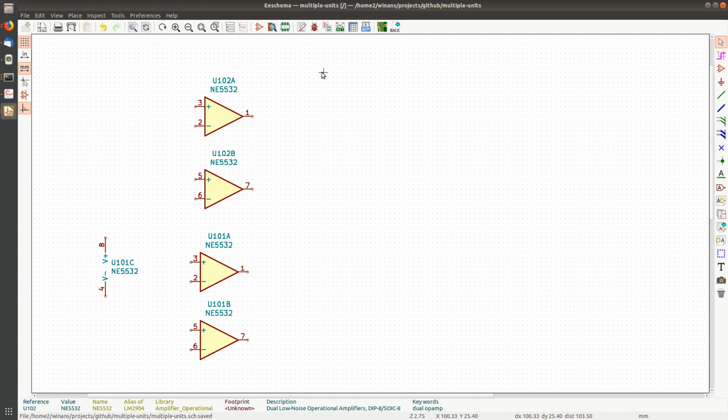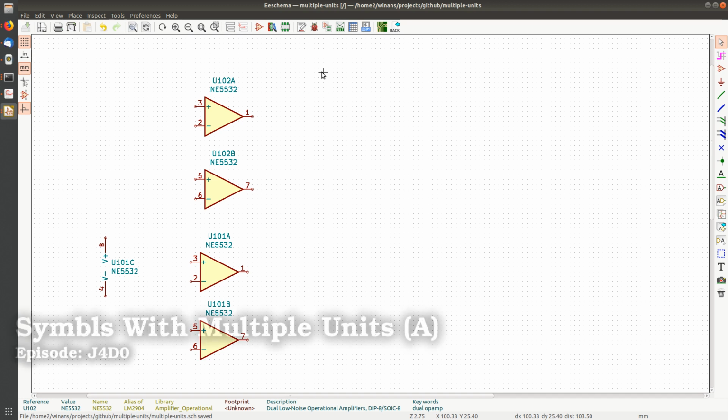So hopefully this gets you a little bit acquainted with the concepts of multi-unit symbols. Next time we'll talk about how to create them and how you can get a little bit of control over how and when KiCad is allowed to change the letters of the units during an automatic re-annotation process.